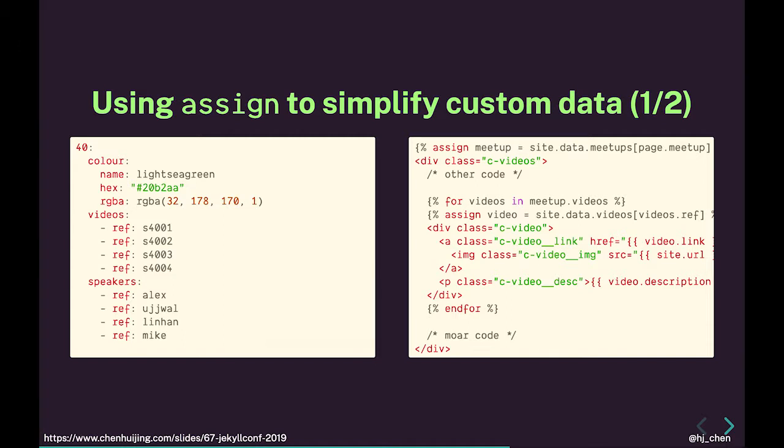To access specific values in the file, the syntax ended up being rather long and unwieldy. If you put your attention to the right block, you'd see it's site.data.meetups, then square brackets, and then a key value. It's really long and makes the code quite hard to read. So here's where assign came in really handy, because I could use the assign tag to put all of that into a variable called meetup.